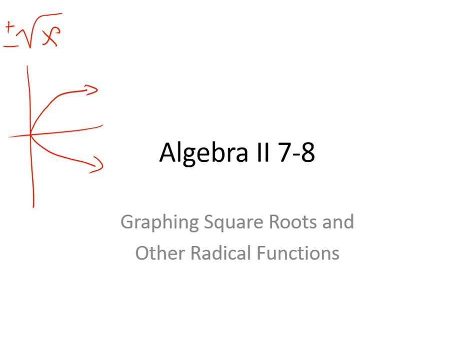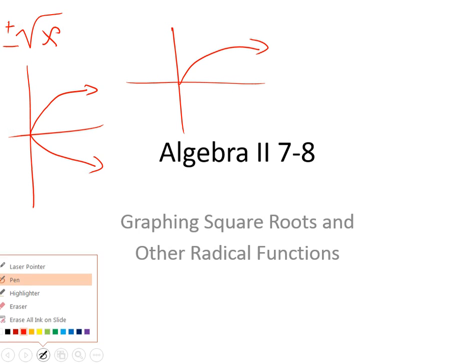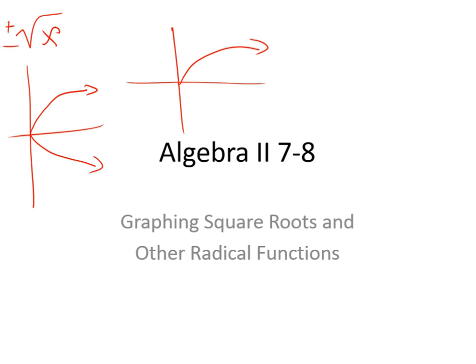Now you've got to make sure you do the plus or minus. Now if you just type into your calculator, or if you just graph the positive side of it, you're going to have it look just like that. Okay, that would be just the positive, and then the negative would be the bottom half. Okay, and that's true for all even radicals, or even roots.